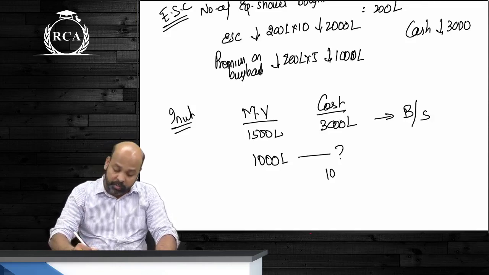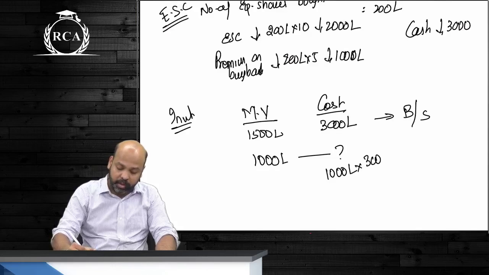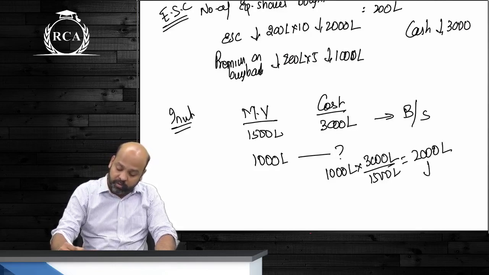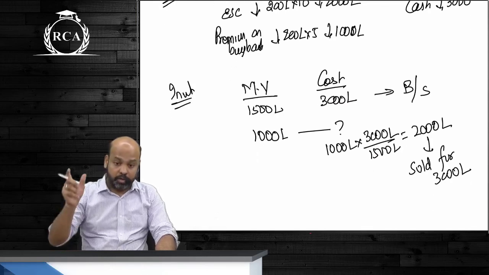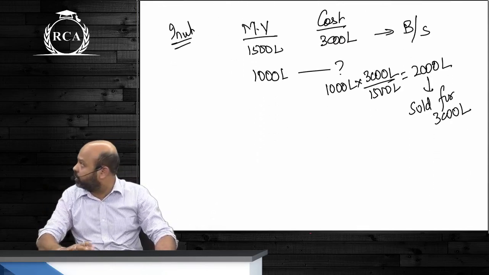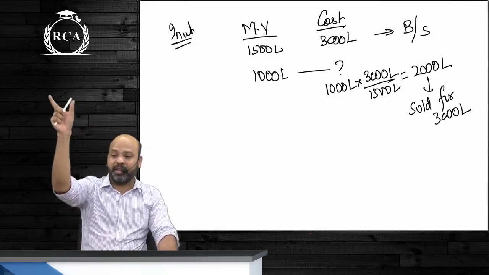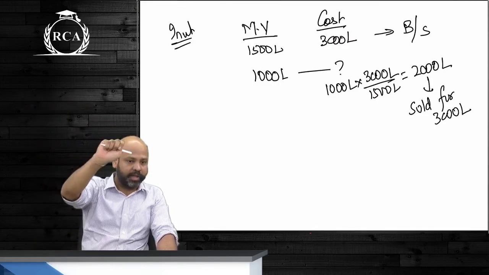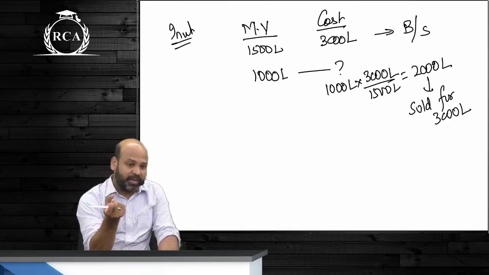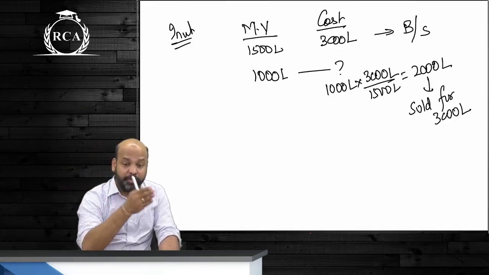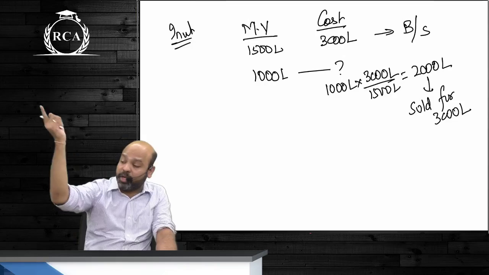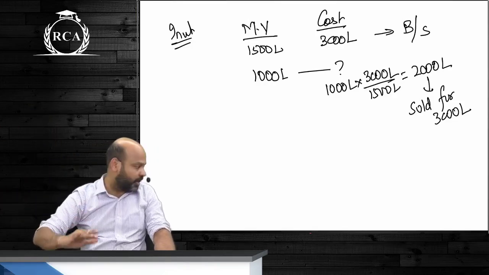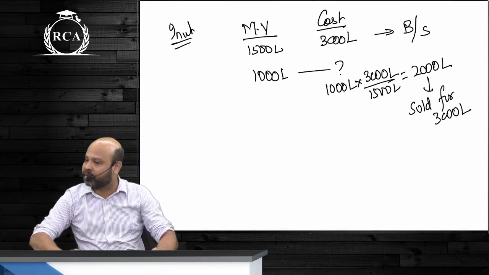Proportionately, this will become 1000 lakhs multiplied by 3000 divided by 1500, that is 2000. This is sold for what price? Keep this in mind. Cost was 2000 lakhs, which we sold for 3000. Overall market value 1500 had a cost of 3000 lakhs, that is given in the question. Our market value of the investment that we are selling is only 1000 lakhs. So obviously proportionately the cost of that will be 2000 lakhs. We did not sell it for 1000 lakhs, we sold it for 3000 lakhs. So profit on sale would be 1000 lakhs. Any doubt in this part?